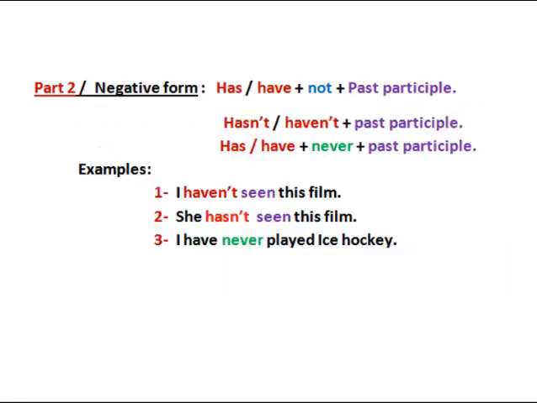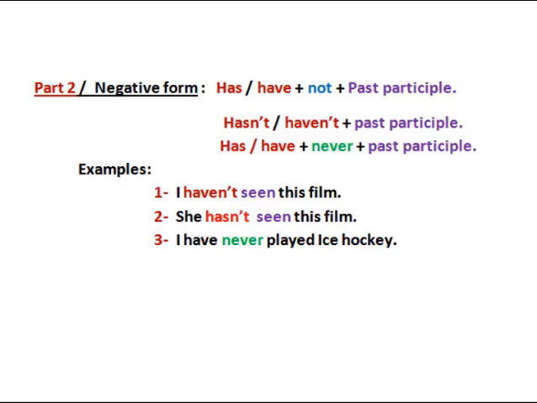Now, part 2, negative form. We make the negative form using has or have plus not plus past participle, or the short forms hasn't, haven't plus past participle. We can also use never with the present perfect. You see, the verb is affirmative, but the meaning is negative.